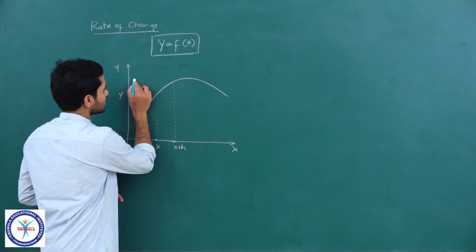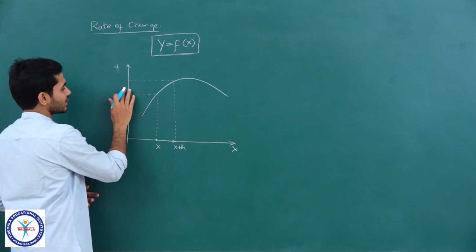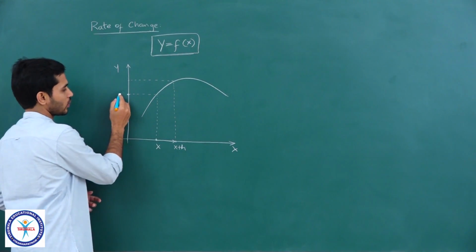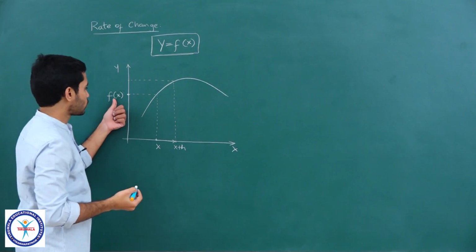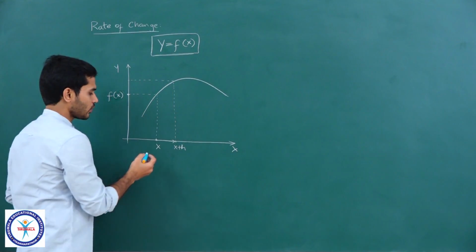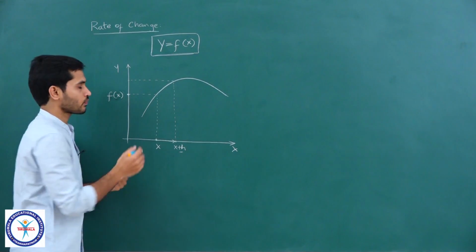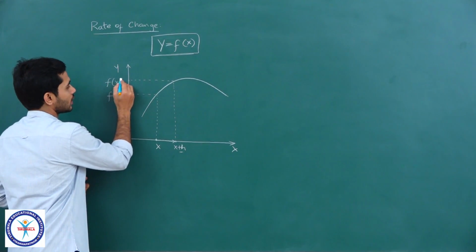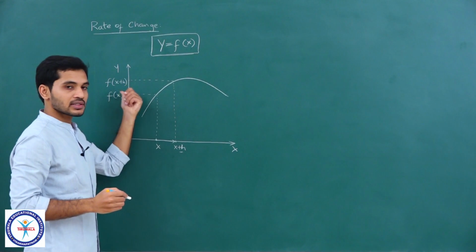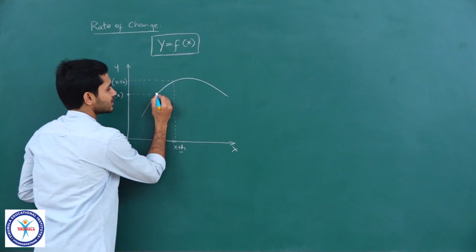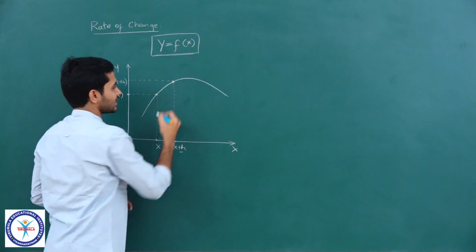If this is x, y is nothing but f of x, so the output of this can be represented as f of x. Now, for x the output is f of x; for x plus h, what will be the output? We can write it as f of x plus h. If I substitute x plus h, whatever y I get is the output there. Now let us look at these two points. This is one point and this is the other point.